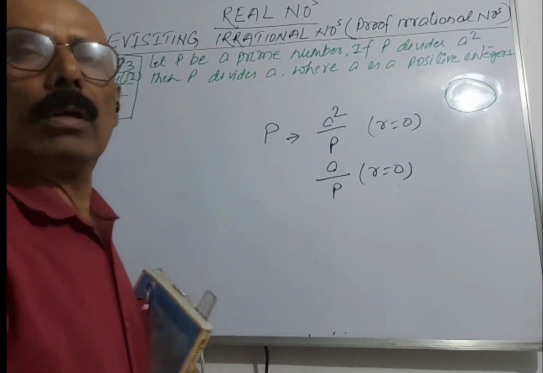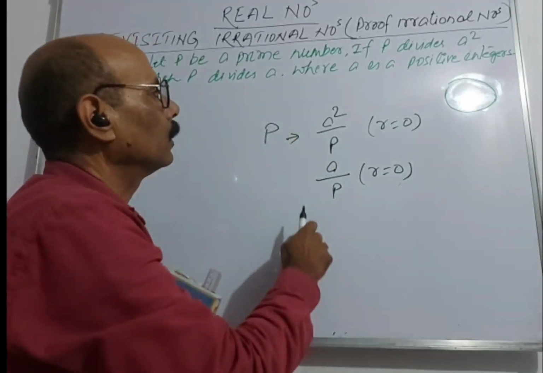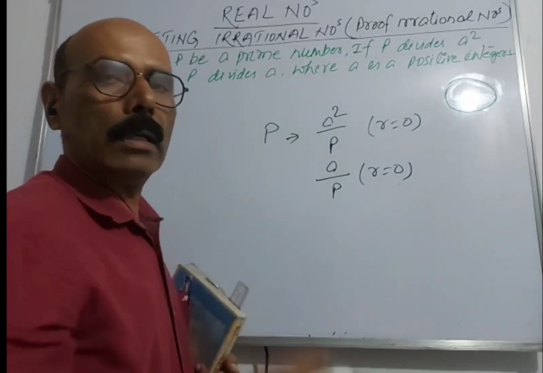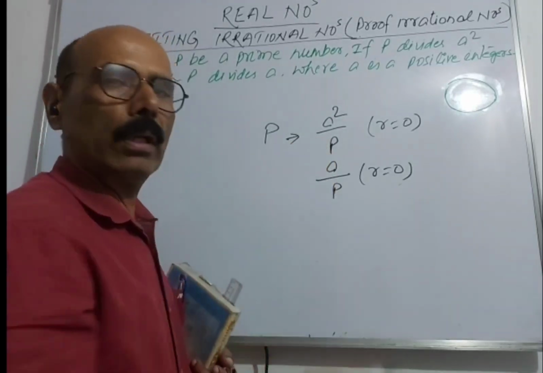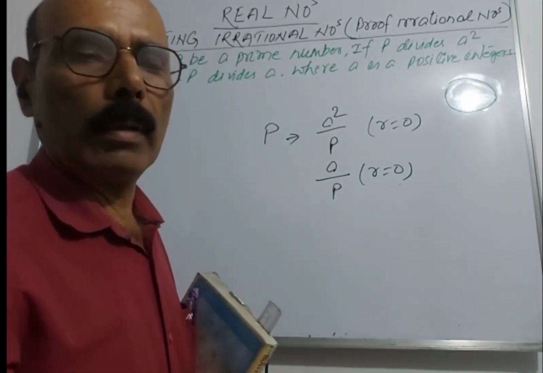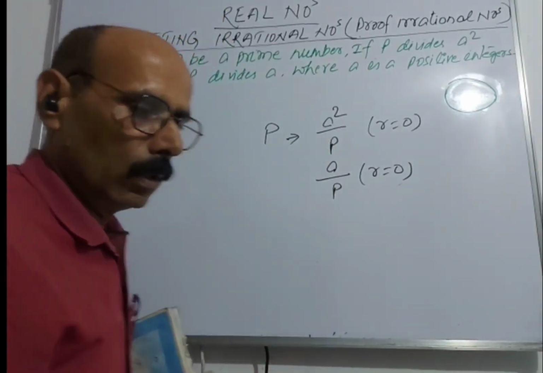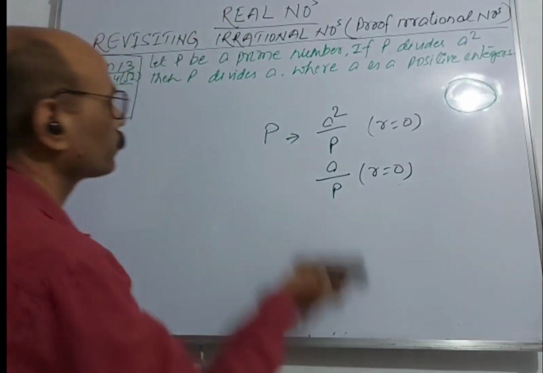On the basis of this theorem, we will prove the irrationality of irrational numbers like root 2, root 3, root 5, all the prime numbers under the root. Okay, let us start.